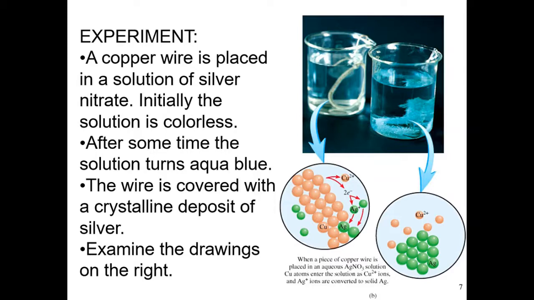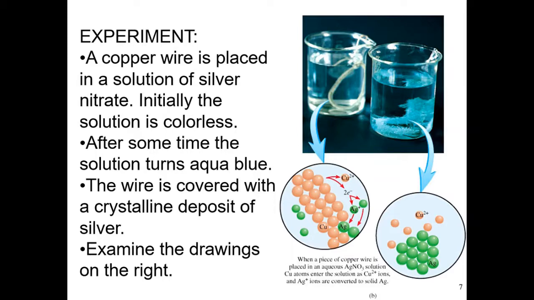If we look at the process at the atomic level, what is happening is the copper metal atoms are losing electrons and becoming copper 2 ions. This is what gives the blue color to the solution. The electrons released by the copper as it oxidizes go and reduce the silver ions in solution, turning them into silver metal, which deposits in the form of crystals on top of the original copper wire.